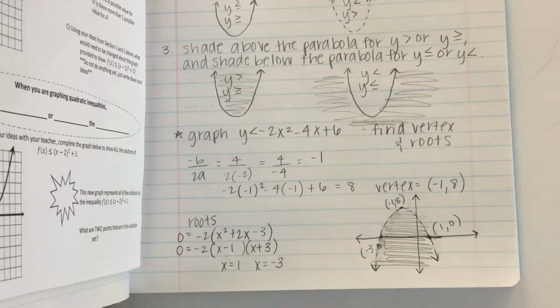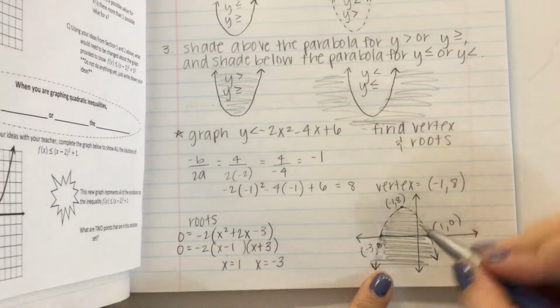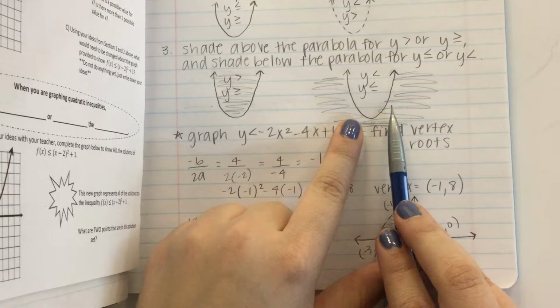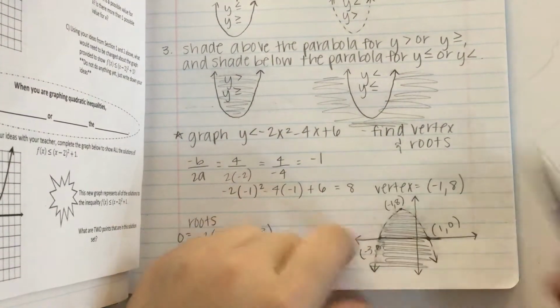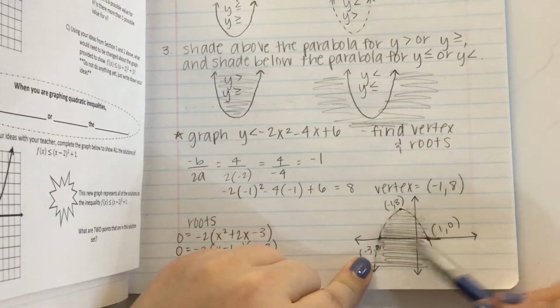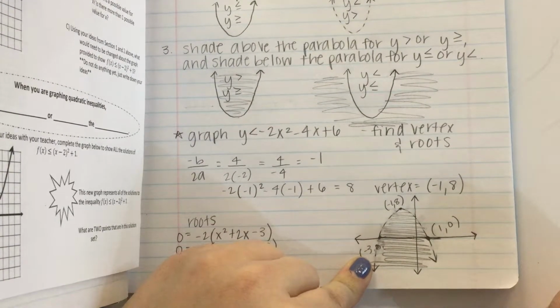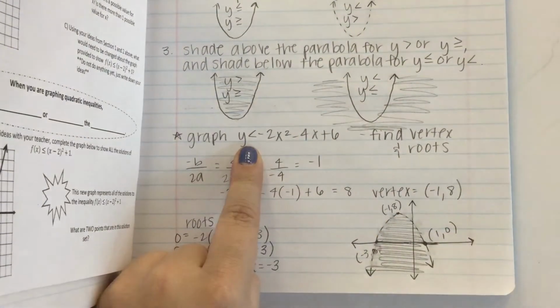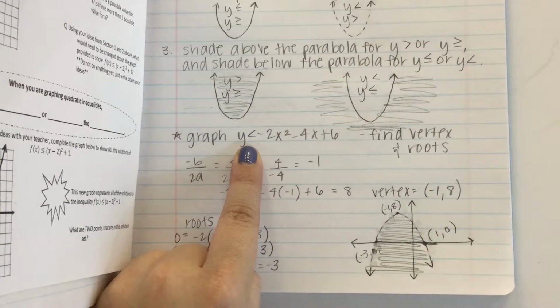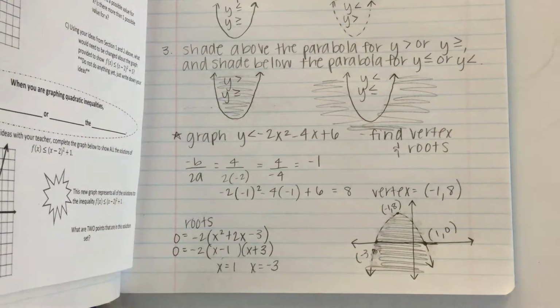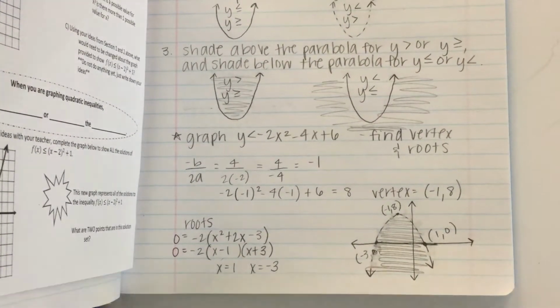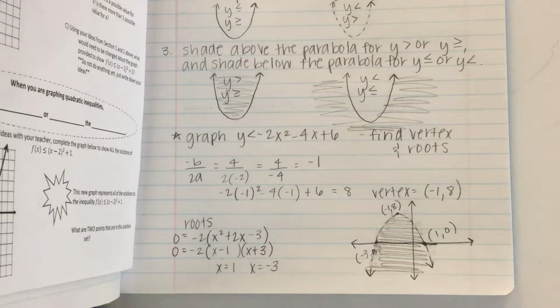Oh, this one opens up, so it's below it this way, but this one opens down and it's below it on the inside. Wait, so why is it below? Because it's y is less than. So if the other one opened down, then it would be up. Exactly. So this is not just an equation, it's an inequality. Y is less than these values here. Does that make sense? That's why it's shaded and that's why it's below it.